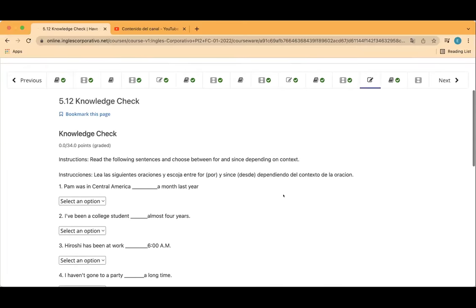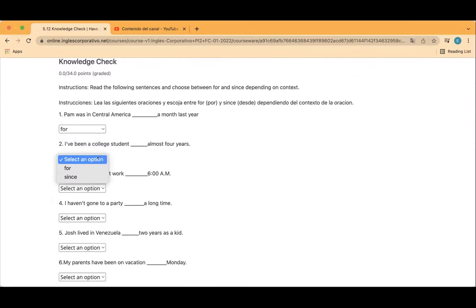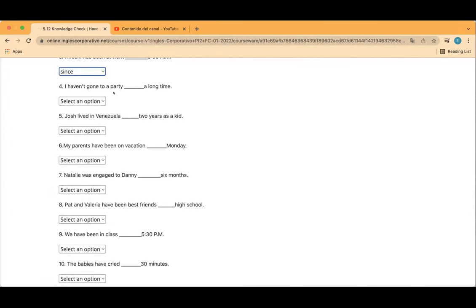This is 5.12, okay? We read and we check. For example, number one, Pam was in Central America for or since a month last year? For. Okay, good. Two, I've been a college student almost four years. For. Okay. Number three, Hiroshi has been at work since. Yes, since. Okay. Number four, I haven't gone to a party for a long time. For.